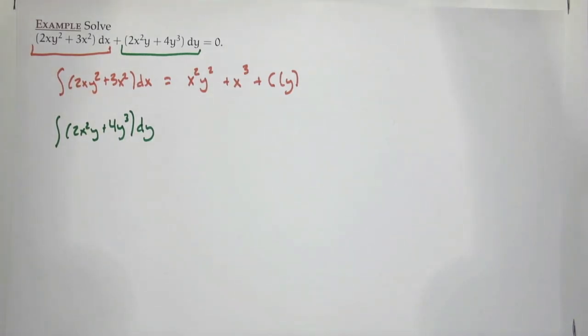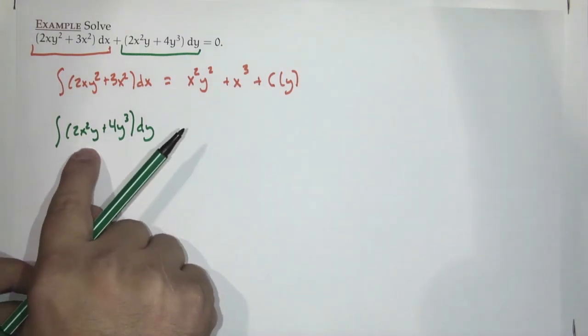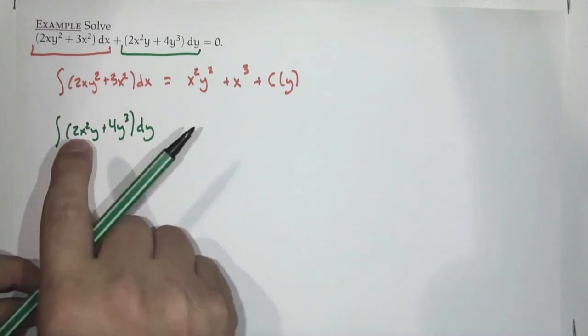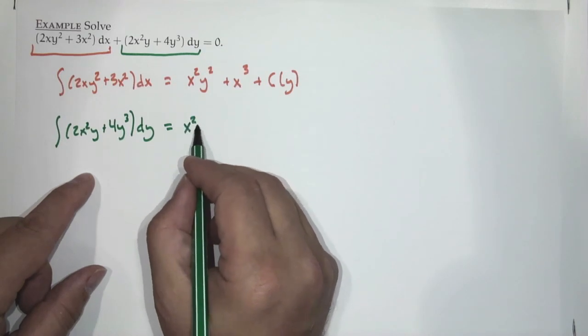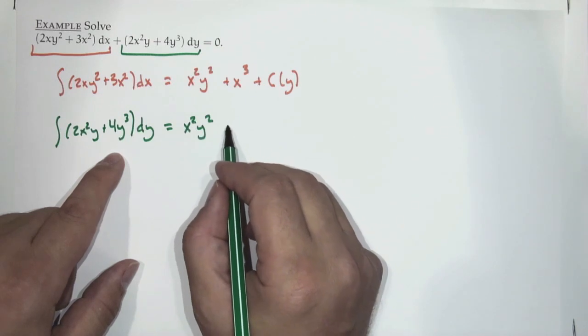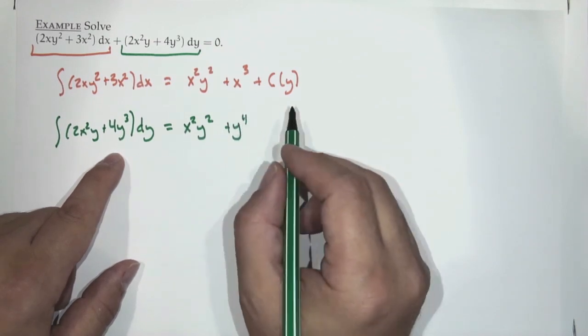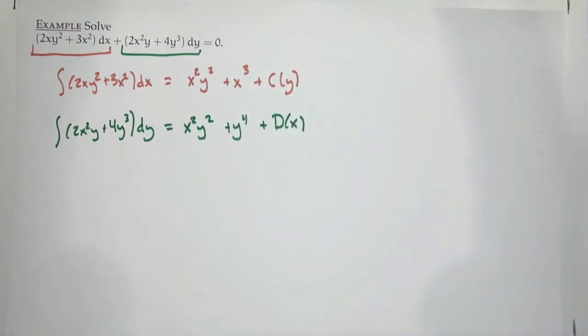Couldn't get nicer. Okay, so we have to switch our minds here, right? We used to think of x as our changing thing, y was constant. Now it's vice versa. Y is our changing thing, our variable. X is our constant. So the integral of 2x squared y with respect to y is x squared y squared. Integral of 4y cubed with respect to y is y to the fourth. And then plus something that depends on x. Okay, so we finished our step 1. We took our two parts, we integrated them.